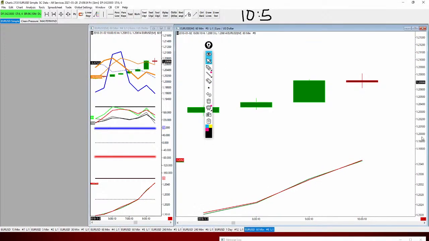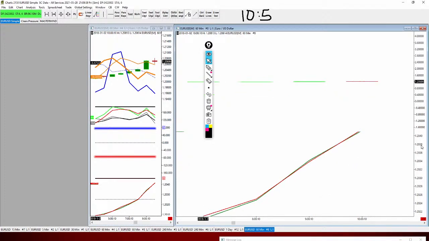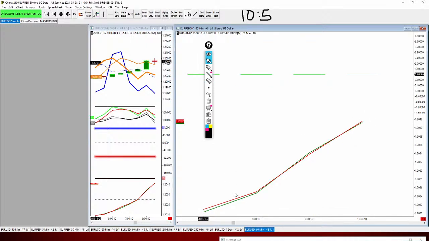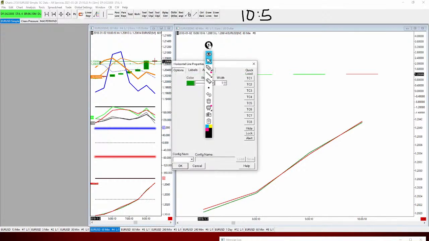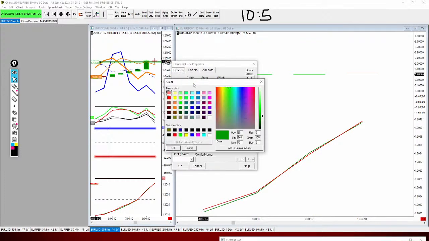Let me try to stretch that out a little bit. Okay, good. All right, so right here we would take our short or sell trade at the end of that candle, which would be 1.20696. Our take profit would then be 1.20646. And our stop loss would be 1.20796.